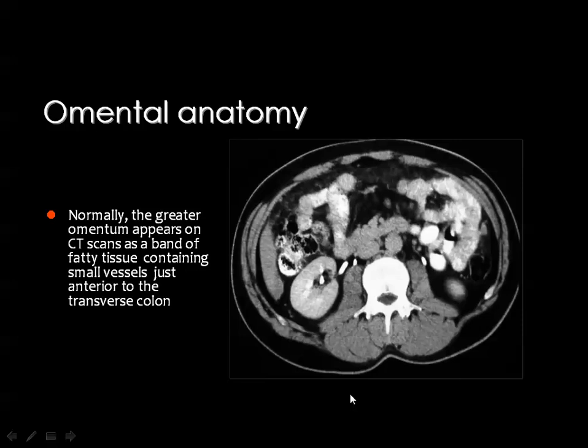Then as you know that the greater omentum and the lesser omentum cannot be usually seen on CT scans unless they are abnormal, but the normal greater and lesser omentum are not usually visualized. But in the abdominal scans you can say that this is the site of the greater omentum, which is immediately posterior to the anterior abdominal wall, and this is the fat most likely present in the greater omentum.